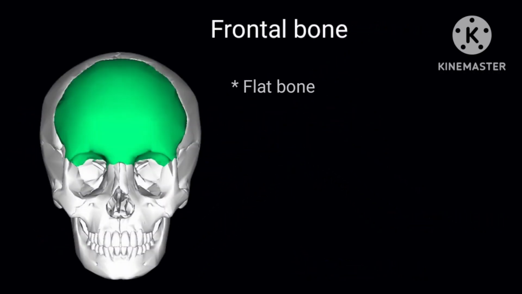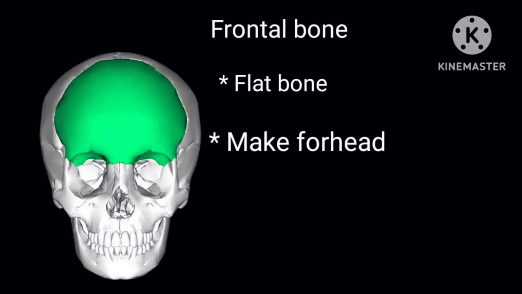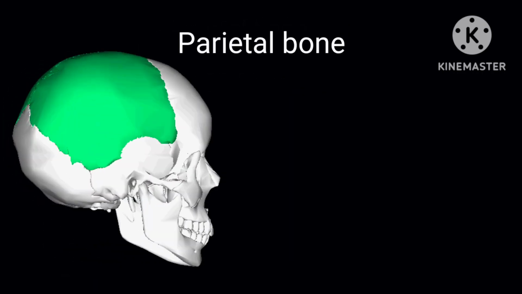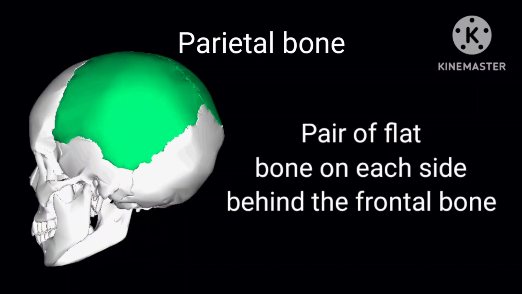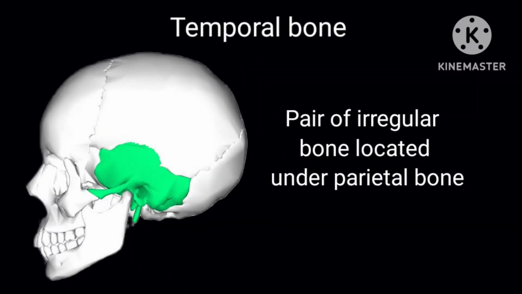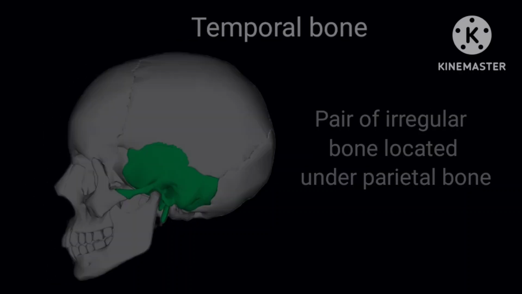Frontal bone is a flat bone that makes up your forehead. It also forms the upper portion of your eye socket. Parietal bones are a pair of flat bones located on either side of your head behind the frontal bone. Temporal bone is a pair of irregular bones located under each of the parietal bones.